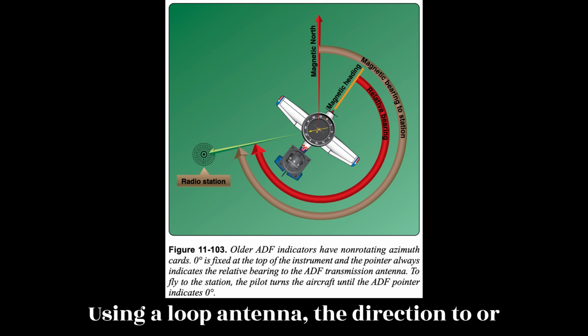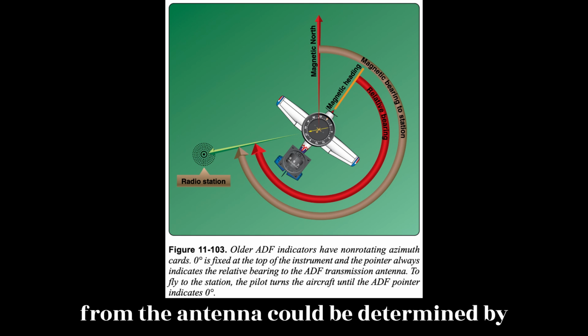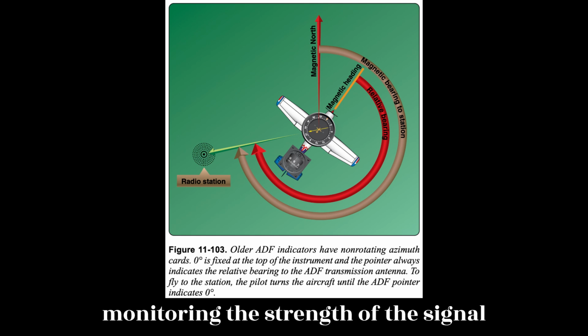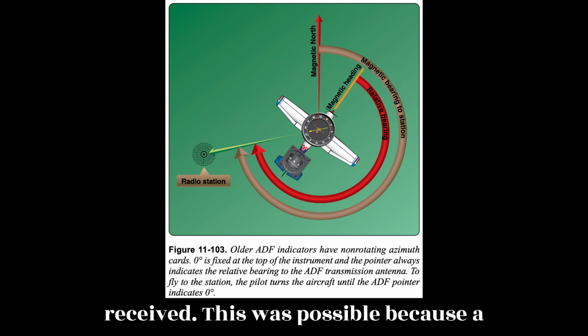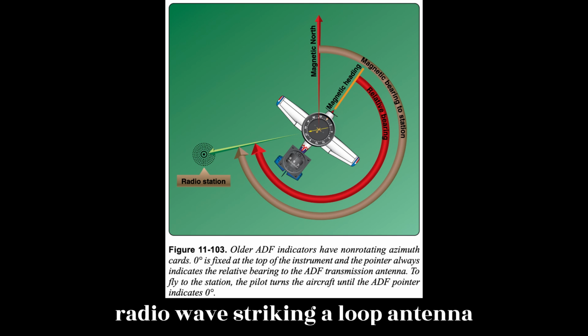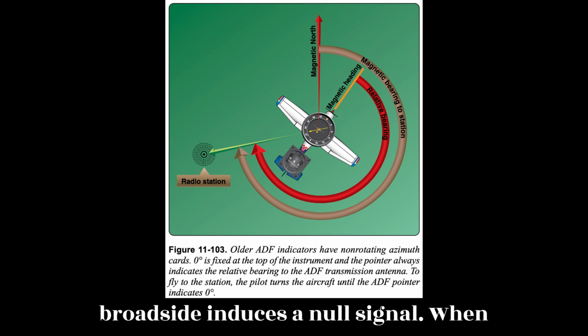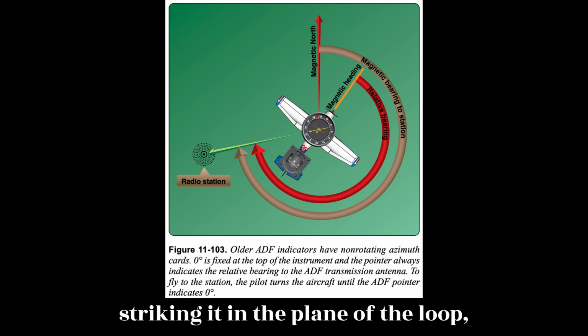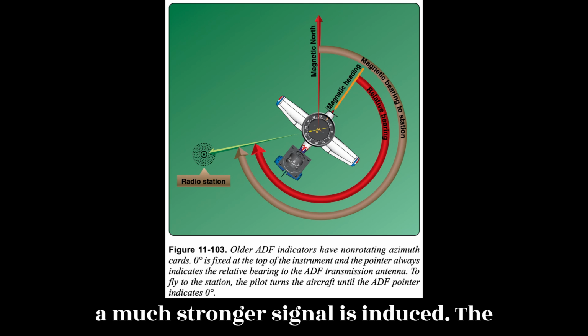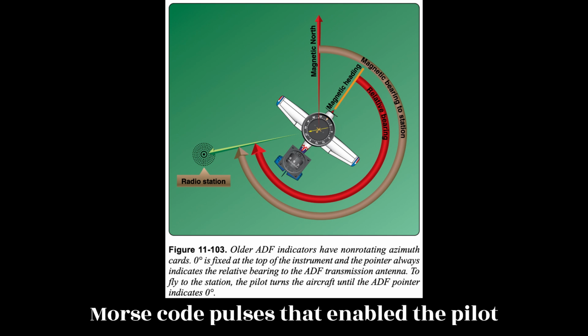Using a loop antenna, the direction to, or from, the antenna could be determined by monitoring the strength of the signal received. This was possible because a radio wave striking a loop antenna broadside induces a null signal. When striking it in the plane of the loop, a much stronger signal is induced.